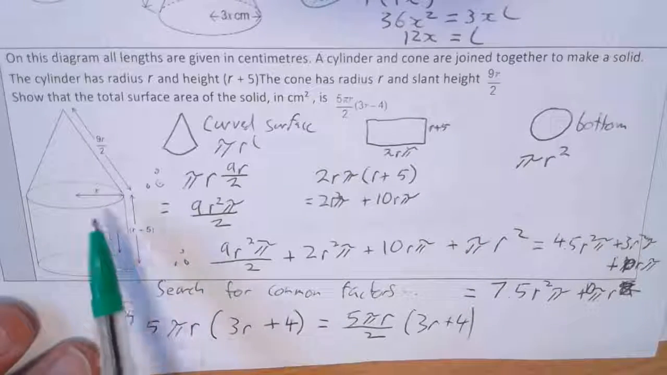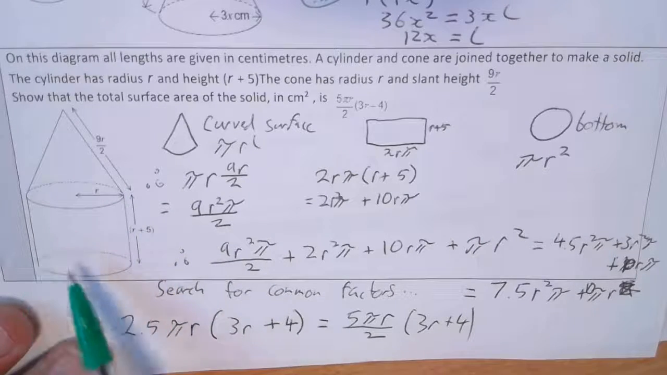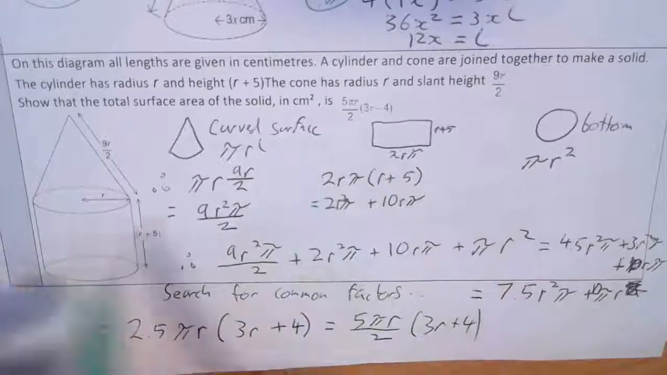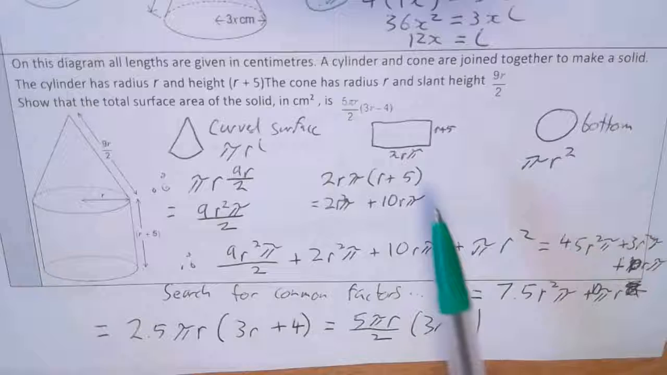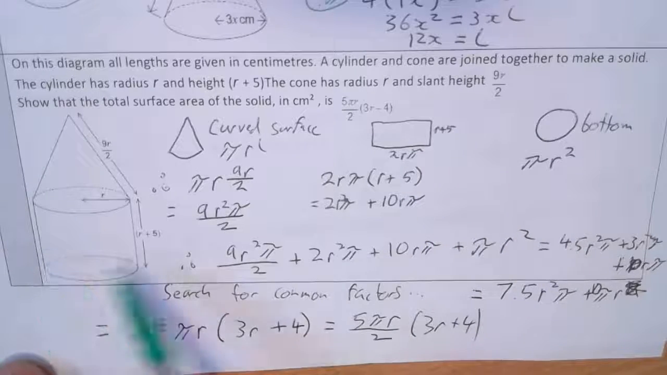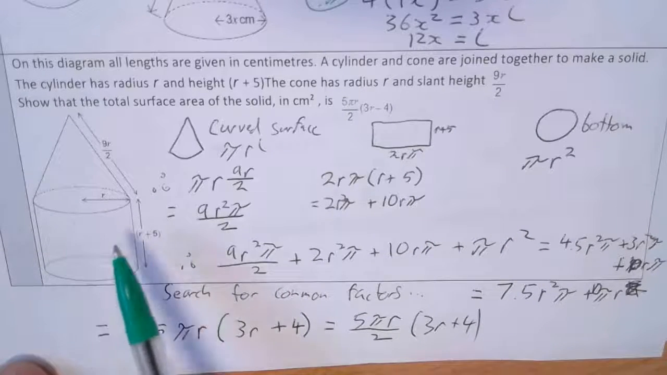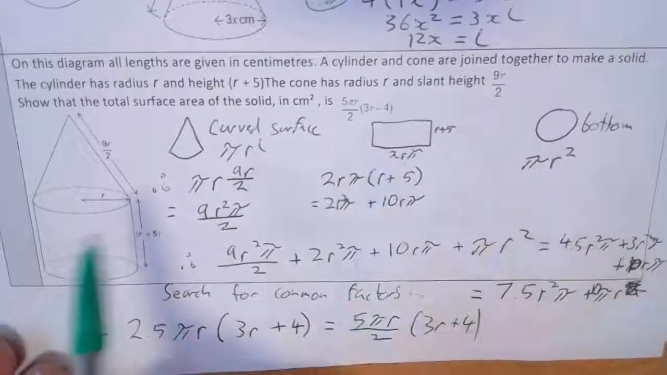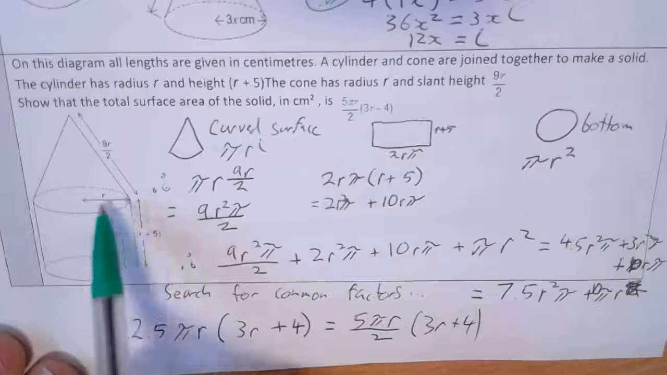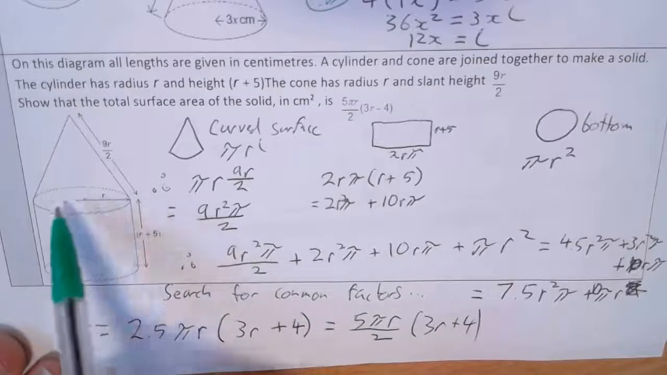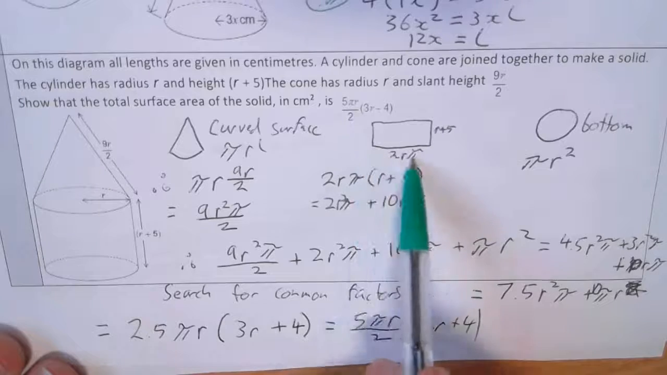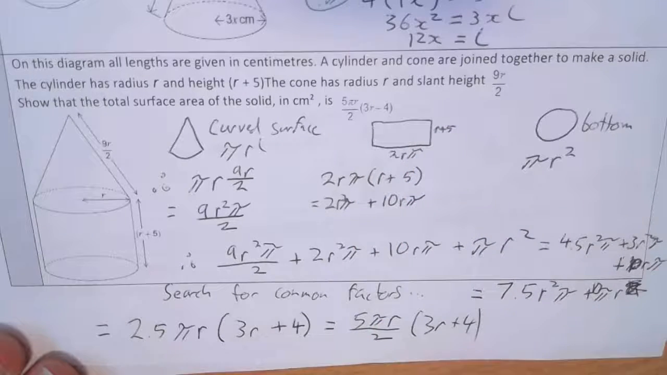Then I've got the part which goes around the cylinder. Now the bit around the cylinder, if I unfolded it, it would be a rectangle. And the length of that rectangle would be the same as the circumference of that circle. So it's pi d, isn't it? Or 2 pi r. So it's 2r times pi along here, and I've got r plus 5 along there.